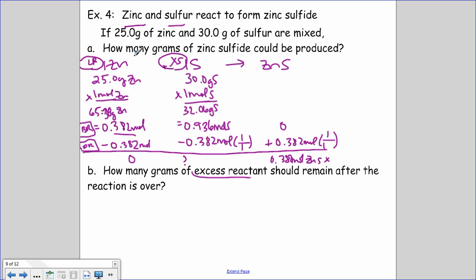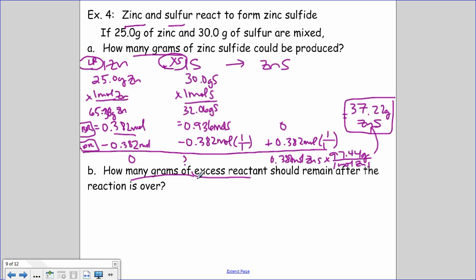The question actually said how many grams, so all I need to do here is take my molar mass. 1 mole of zinc sulfide weighs 97.44 grams, and when I multiply these two things together, your answer is equal to 37.22 grams of zinc sulfide. And you will get exactly the same answer if you use the have-need method. I prefer this method because it's more organized for me.